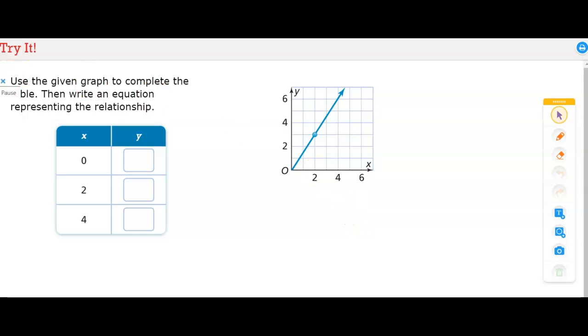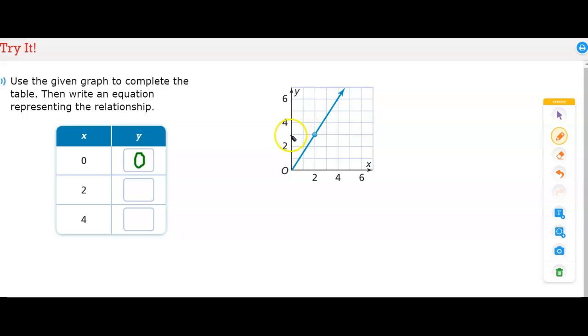Use the given graph to complete the table. Then write an equation representing the relationship. So if you see the graph, we start at 0 and 0, the point. So our first x in the graph is 0, and so our y is 0. That's our origin. Then we look at the next point, and it's at 2, and that's our x value.